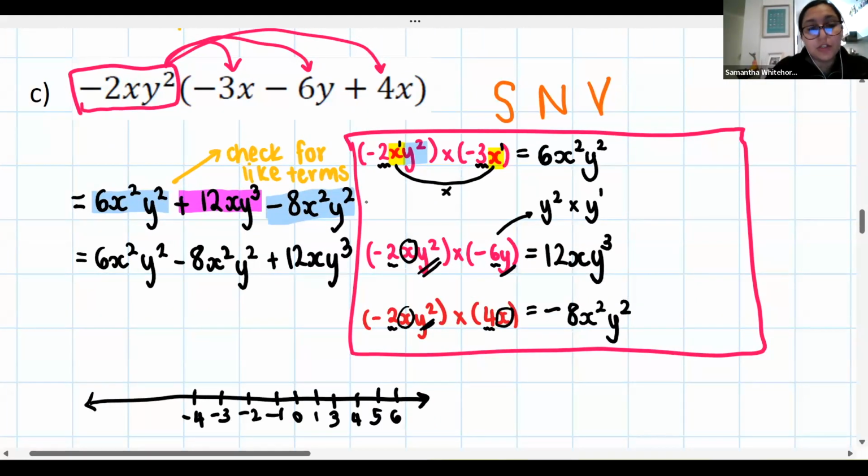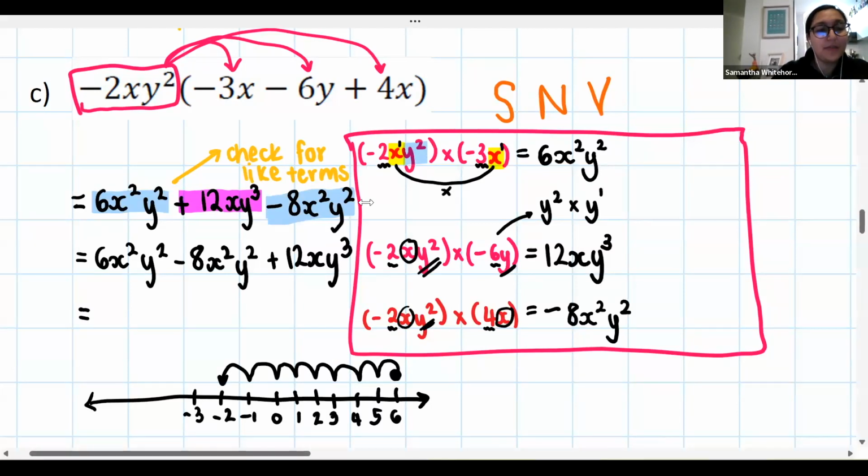So if we look at the first two terms, we've got 6x squared y squared minus 8x squared y squared. So here I am at 6x squared y squared, positive, and I want to subtract 8. 1, 2, 3, 4, 5, 6, 7, 8. Can I not count? Oh, I've just missed a whole number. There we go. 2, 1, 0. Okay, so I've subtracted 8, giving me minus 2.